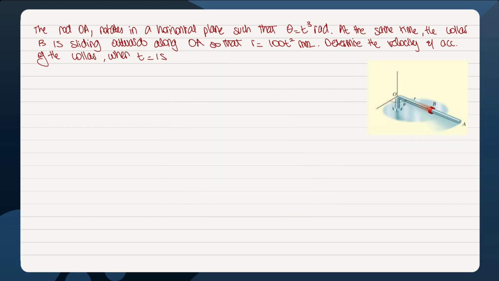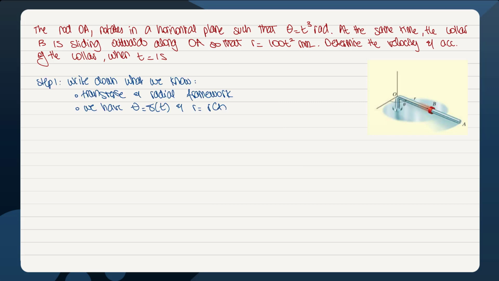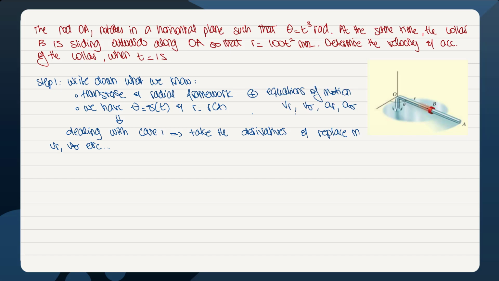The very first step is to write down what we know. We're definitely working in the transverse and radial framework. We are given theta is equal to theta of t and r is equal to r of t, so we know that we're dealing with case 1. So we need to take the derivatives and replace in the equations for Vr, V theta, Ar and A theta. We also know the equations of motion, or the kinematic equations, which give us the values for Vr, V theta, Ar and A theta in terms of the different derivatives. So the next step is simply to take the derivatives.